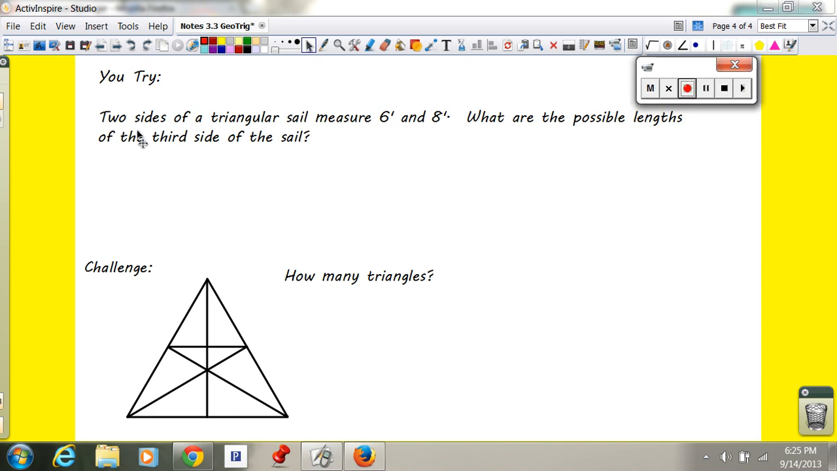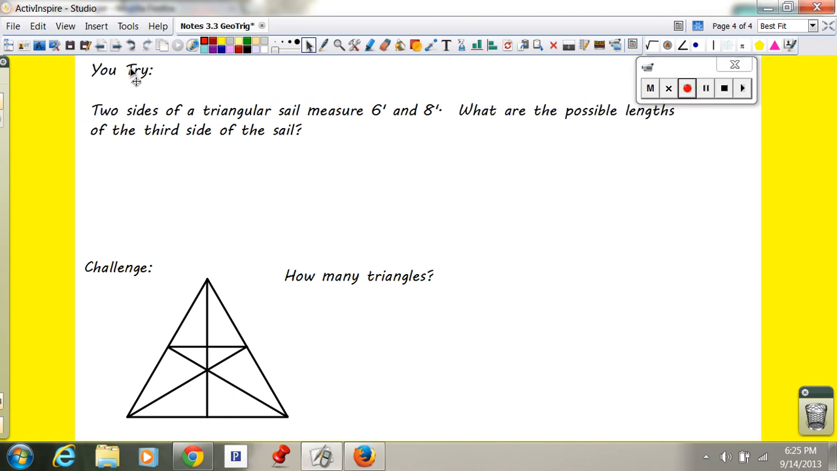The problem says, it's a U-try, so you should try it. You should pause it and try yourself. The sides of a triangular sail measure 6 feet and 8 feet. Stop looking at the challenge problem down here. You can do that one later. Do this one first. You can figure the challenge one out in a little while. What are the possible lengths of the third side of the sail? So a sail has a 6 and an 8 as sides of a triangle.